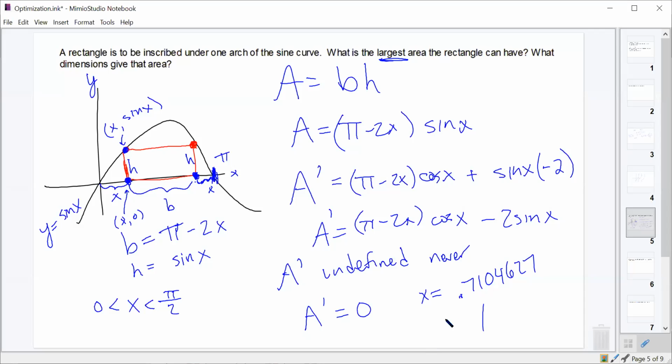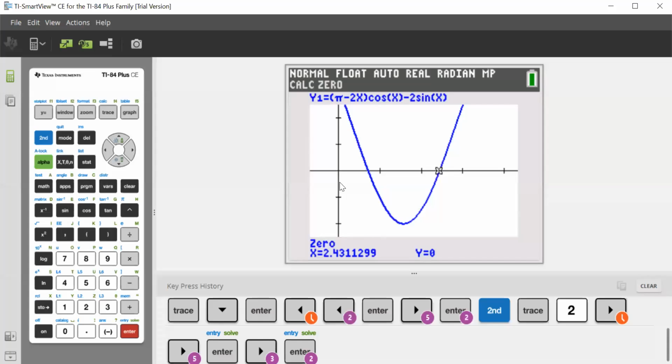So if we make a sign chart with this 0.7104627 value on it, I don't really need to plug anything in because I'm already looking at the graph. My derivative to the left of 0.7104627, to the left of this point that I got here, is positive or negative? Positive. My derivative is positive.